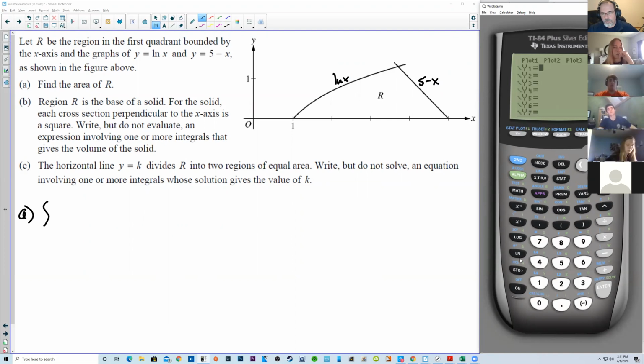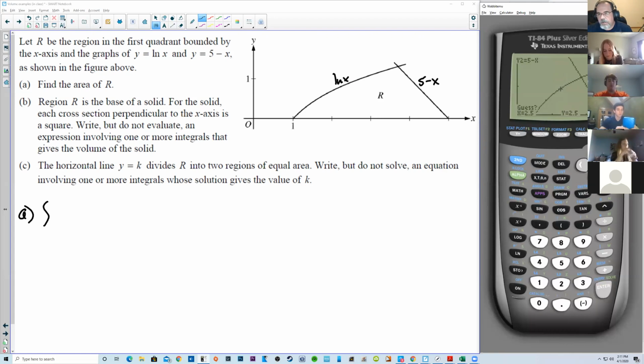So we're going to do y equals natural log of x and 5 minus x. I'm going to set the window. X is going from 0 to 5, and y is going from 0 to 2. We'll widen it out a little bit more than just 1. So when we graph, there's the natural log of x. Here comes 5 minus x. We need that intersection point. It's not nice.